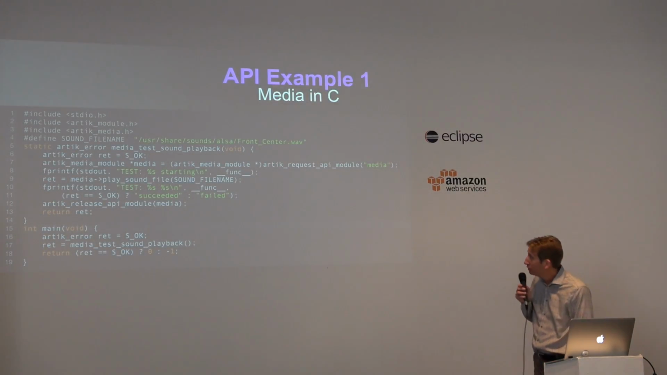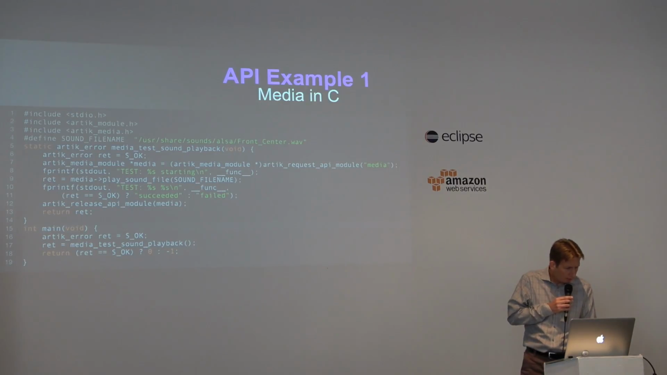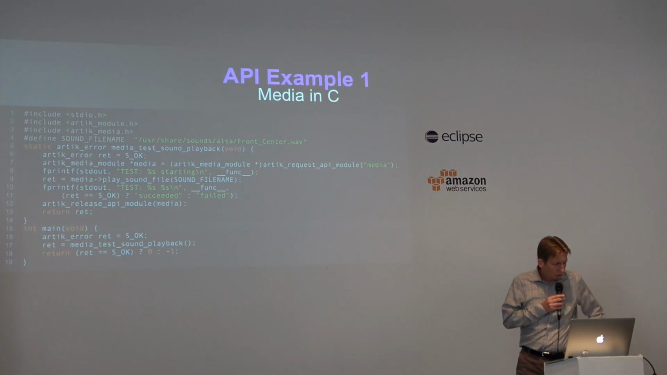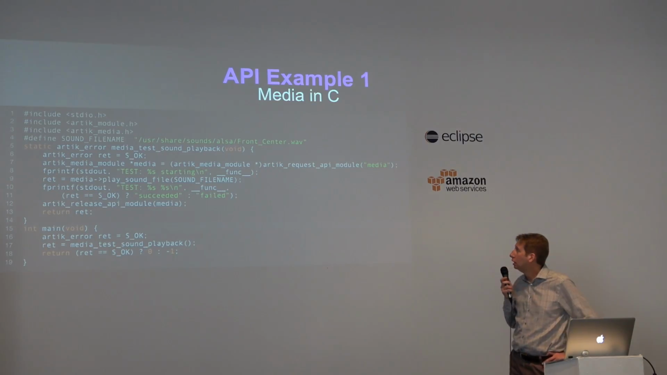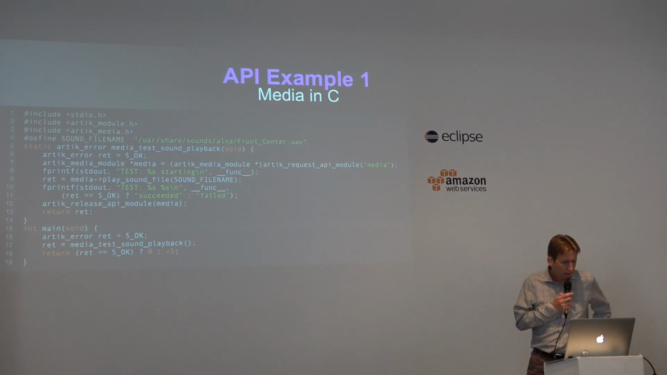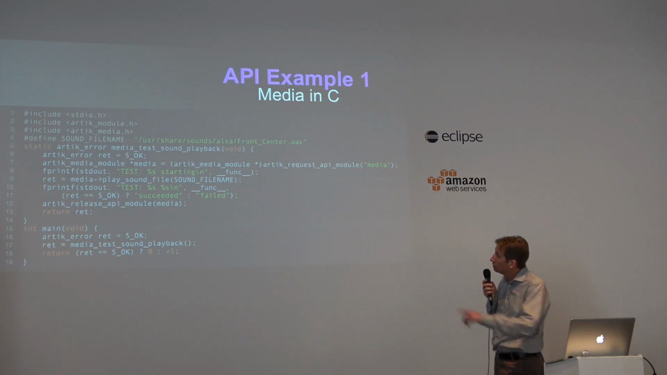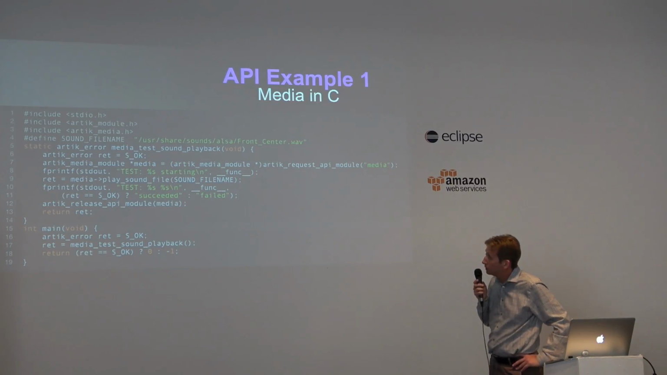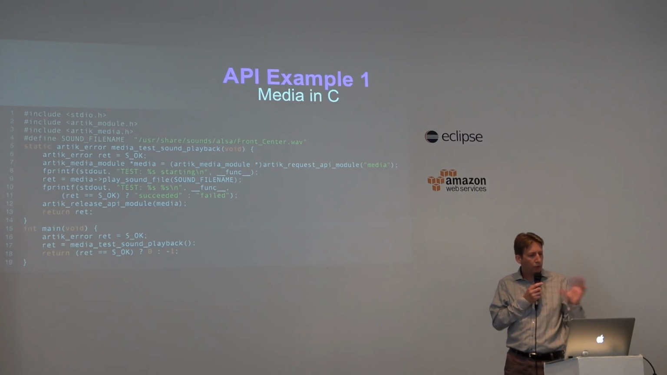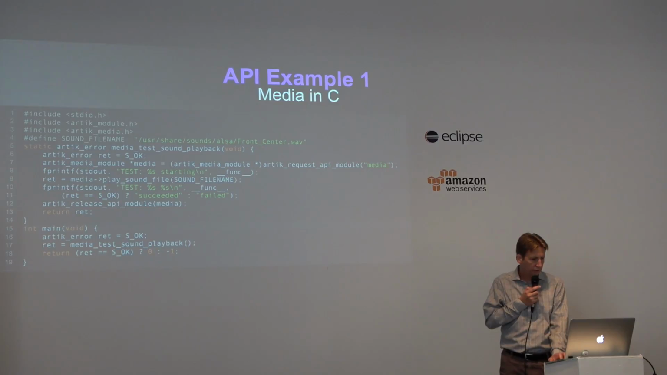Here's an example of the API in an Eclipse Che window here. This one basically just calls the media framework using C, and you can see how easy it is to play a simple sound file. You just define the sound file, then call the media module, and play sound. That's quite easy, and it can all be part of the same application framework as any of those other APIs.